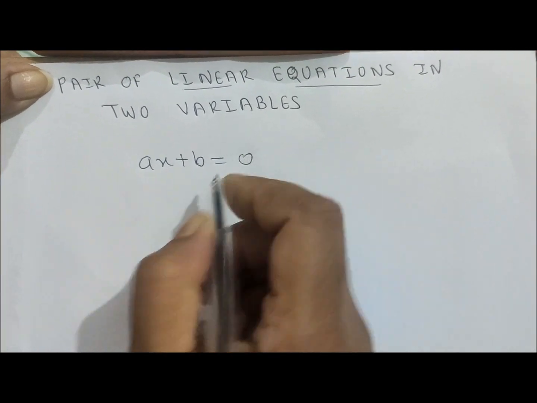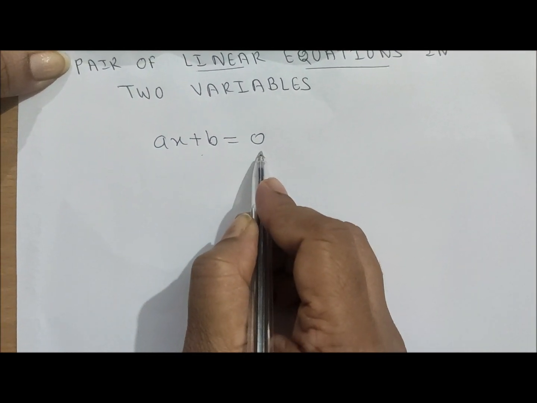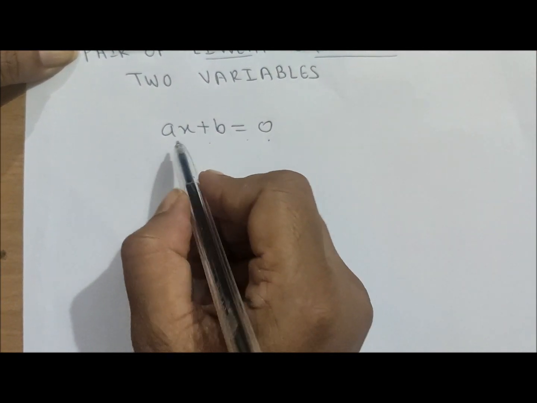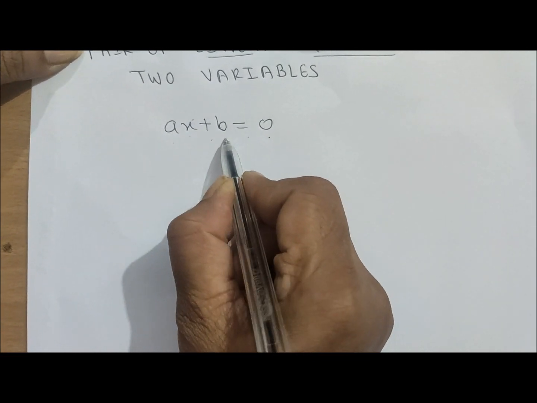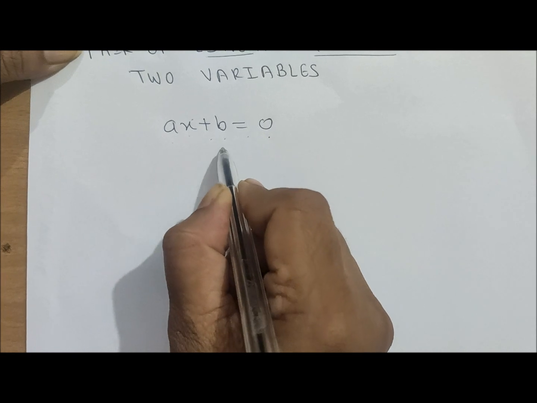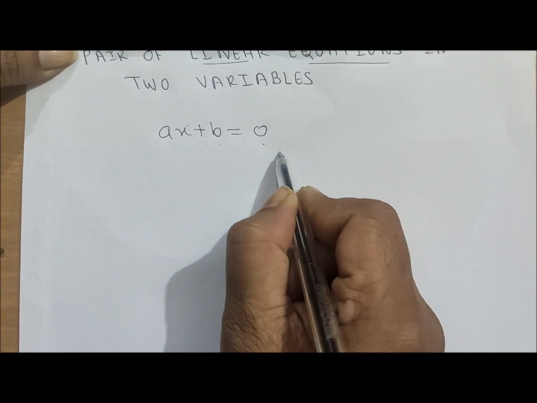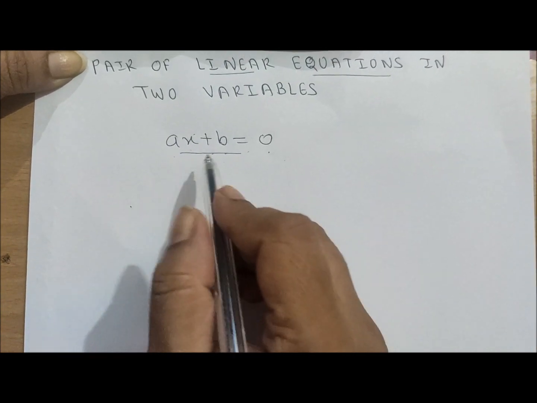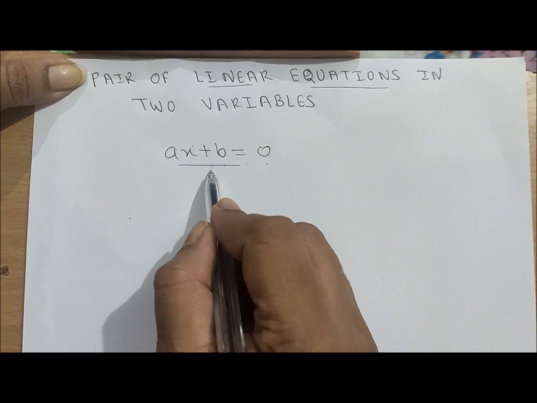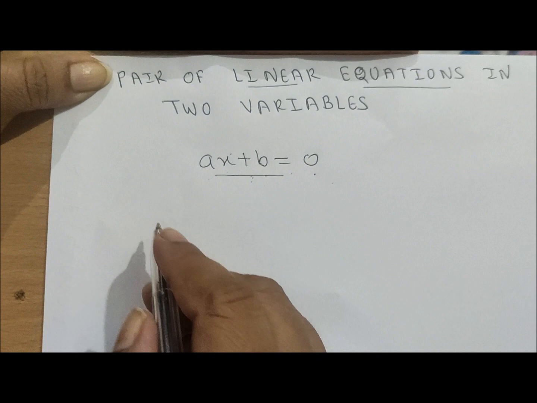For example, ax plus b equal to 0. In this equation, the highest degree of the variable is 1. And when we plot the graph of this equation on graph paper, we will get a straight line. Therefore, this equation is known as a linear equation. Now, this is a linear equation in one variable.